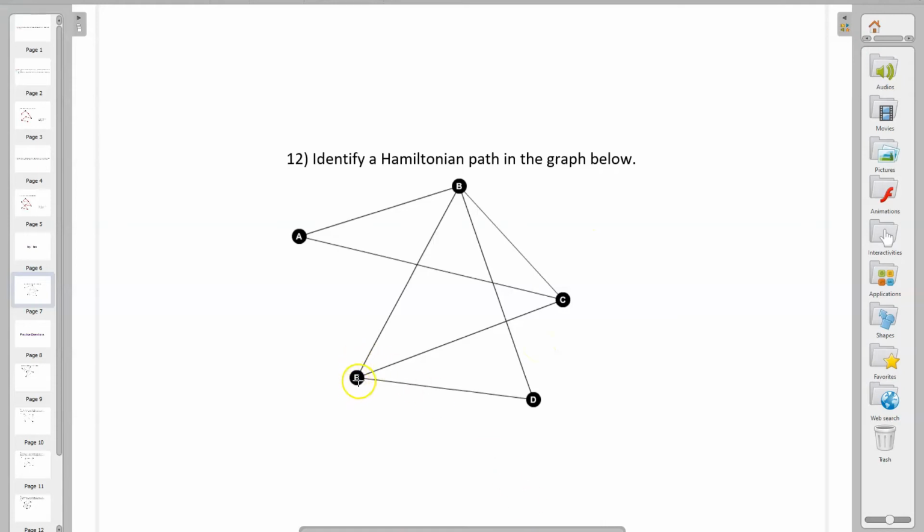In this case, I'm going to start at E, go to D, up to B, over to C, and over to A. So this path has hit every single vertex, which makes it a Hamiltonian path.